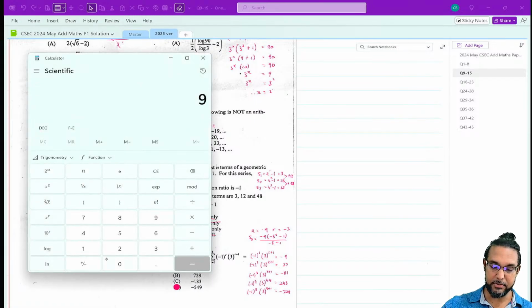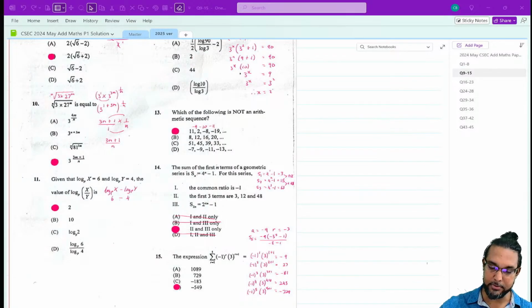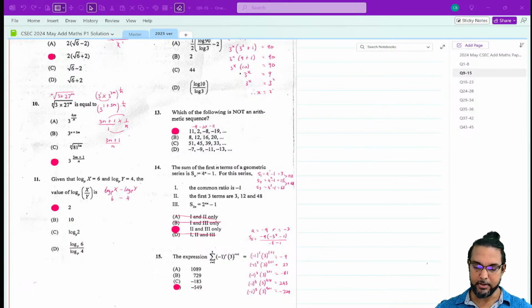Okay, so let's just check it. So -9 plus 27 minus 81 plus 243 minus 729. Minus 5. Yeah, okay. So clearly some of my maths was off or something. So a by r to the n minus 1, then r minus 1. Okay, whatever.